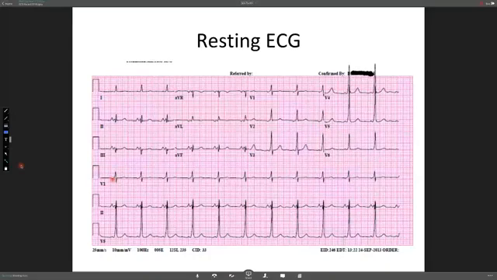You could see the PR interval is short, and you could see the delta wave, which is pre-excitation of the ventricle, and you could see it also nicely in V5. So I agree, this is a pre-excited ECG in keeping with WPW pattern. And because the patient is symptomatic, you could argue this is WPW syndrome.